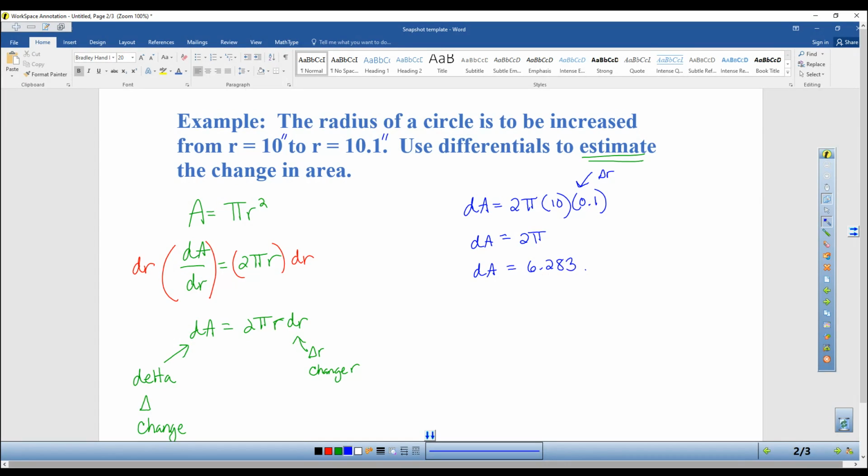6.283. We do have to add a unit since this is in inches. We are in square inches for the area. So if you change the radius by 1/10 of an inch, you'll be changing the area by 6.283 square inches.